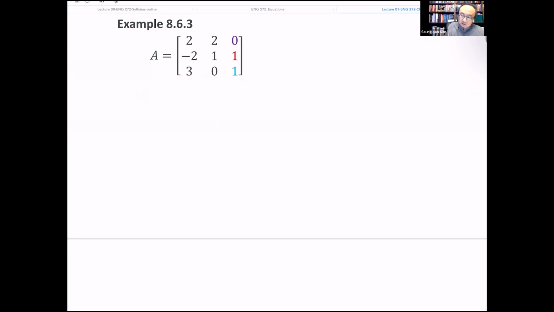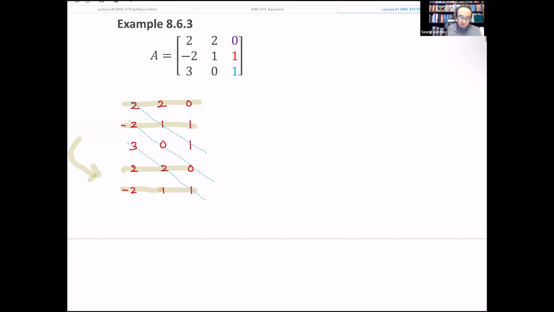I'm going to copy down the matrix 2, 2, 0, negative 2, 1, 1, 3, 0, 1. And copy the top 2 rows: 2, 2, 0, negative 2, 1, 1. And then we're going to draw the diagonal lines which contain 3 elements. This is the first one, we have a second one, and this is the third one. Those are the only three which contain three elements. And we multiply. 2, this is 0, this is 6.